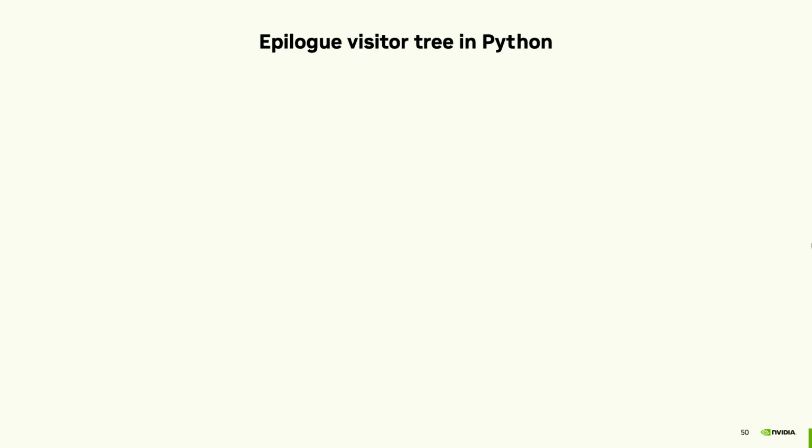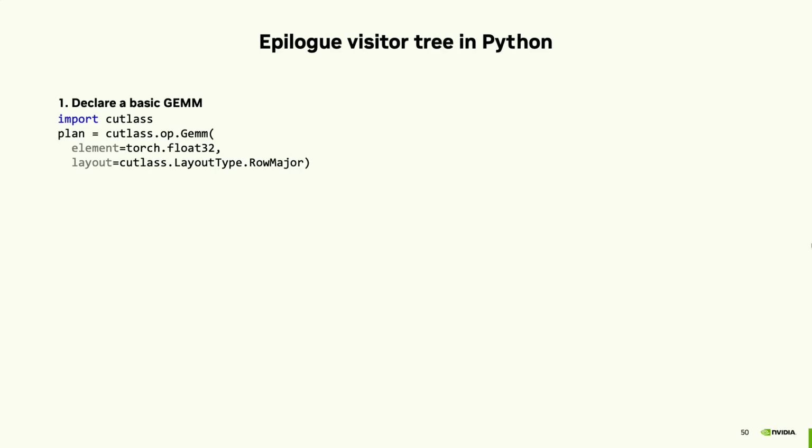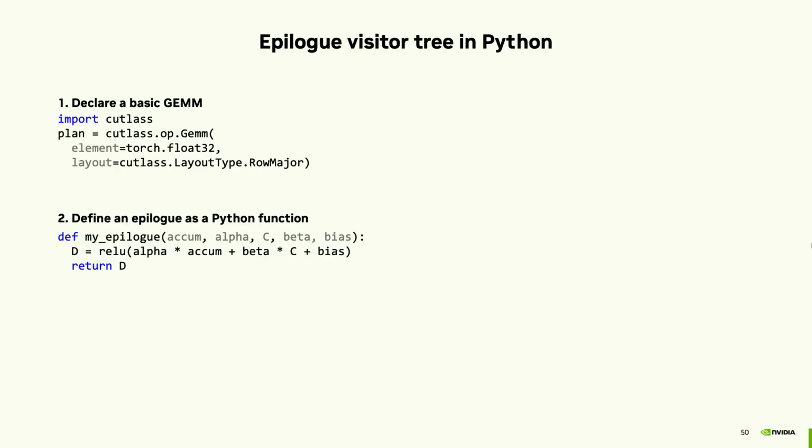In addition to supporting EVT via the C++ interface to CUTLASS, we also support it via the CUTLASS Python interface. Using EVT in the CUTLASS Python interface is very straightforward. First, you need to declare a basic GEMM that you would like to compute, specifying at a minimum the element type and layout type for the GEMM. You next define an epilogue that you'd like to compute via a pure Python function. In this case, we're specifying the same epilogue as was used in the previous example that does ReLU and bias add. This function here is just basic Python.